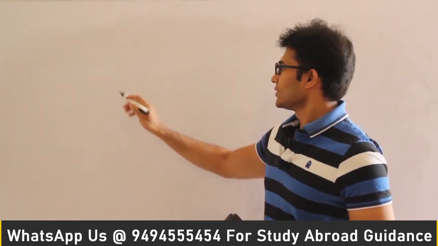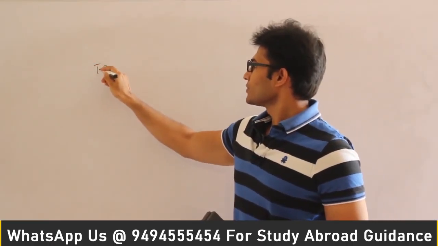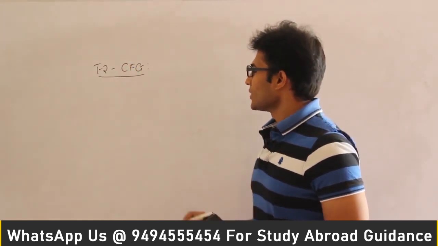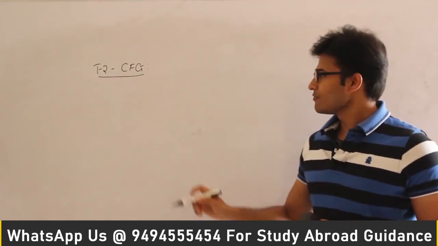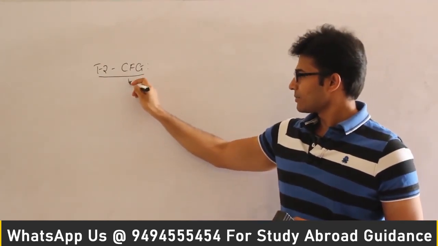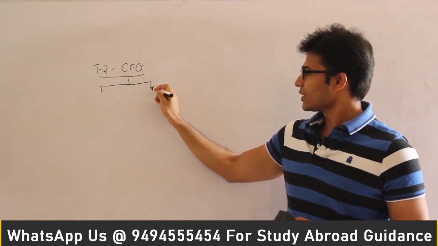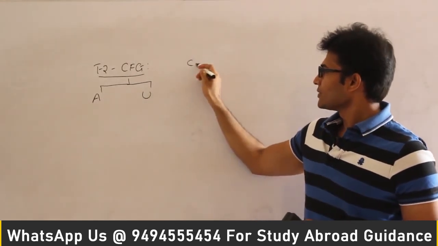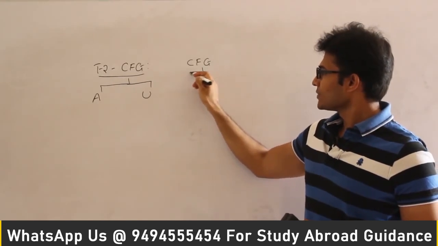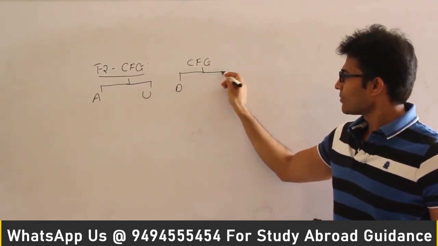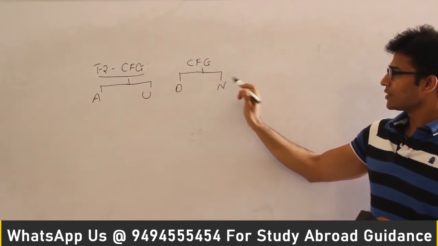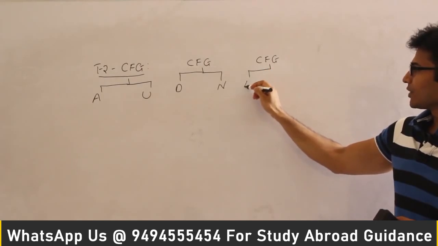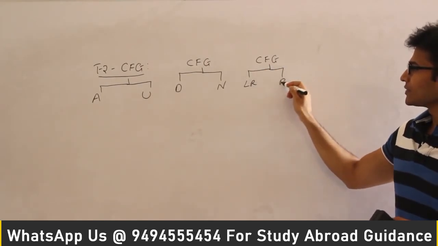Now coming to type 2 grammars, or context free grammars, we have various properties about them. We have various kinds of grammars. In this subclassification, I can classify context free grammars into ambiguous grammars and unambiguous grammars, and I can classify context free grammars into deterministic context free grammars and non-deterministic context free grammars, and also into left recursive grammars and right recursive grammars.